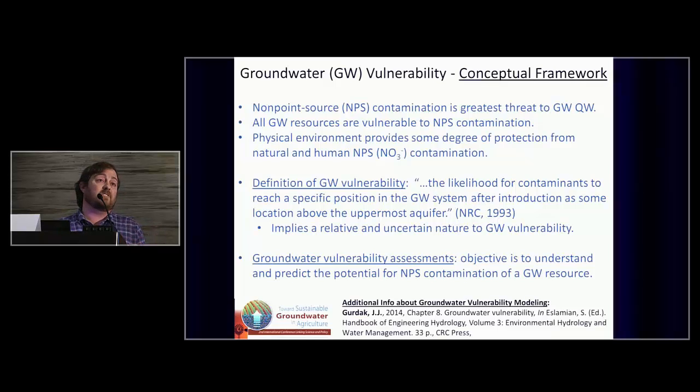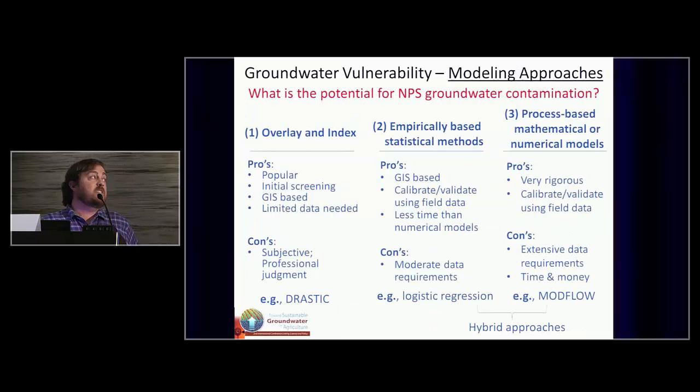implies a relative and uncertain nature to groundwater vulnerability, that some parts and some aquifers are more or less vulnerable than other parts of an aquifer. And we're always dealing with uncertainty. We can't measure or monitor aqueous geochemistry and water quality at every single point in an aquifer. So we're always using models to make predictions. So we have to become accustomed to this uncertainty. And so with these vulnerability assessments, the main objective usually is to understand the controls and then make predictions of the non-point source contamination. So there's a whole range of modeling approaches.